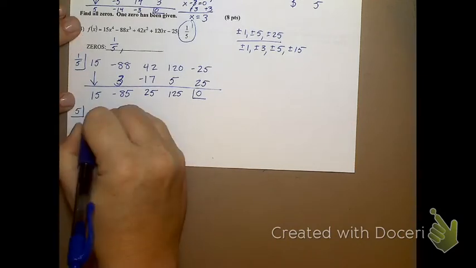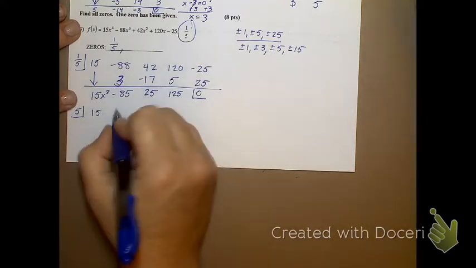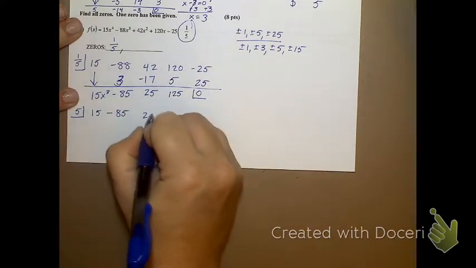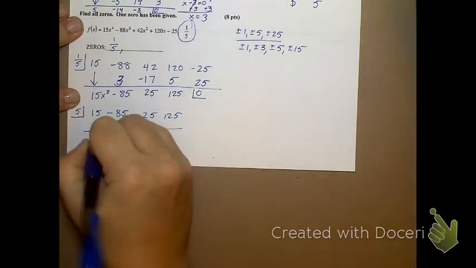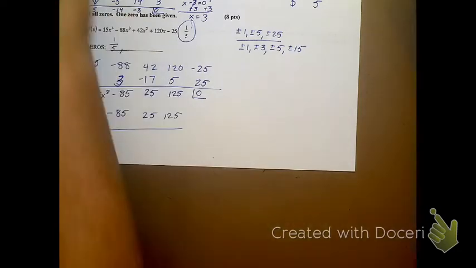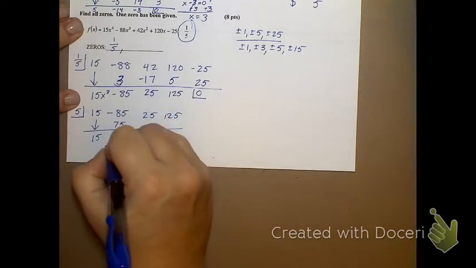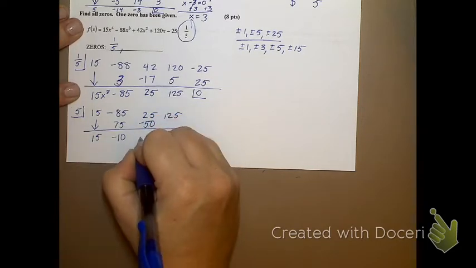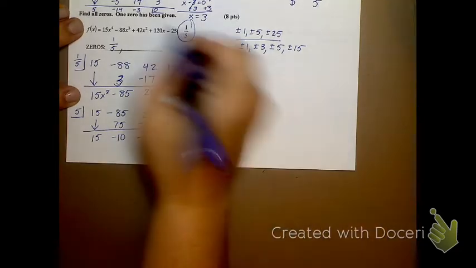So let's see. 15, by the way, I had x to the 4th, this was x to the 3rd. If I can get it down one more degree, I can use my other methods. Negative 85, 25, and 125. 15 times 5, 75. That's negative 10. That would be negative 50. And that would be negative 25. And that would be negative 125. Yay! So another 0 is 5.